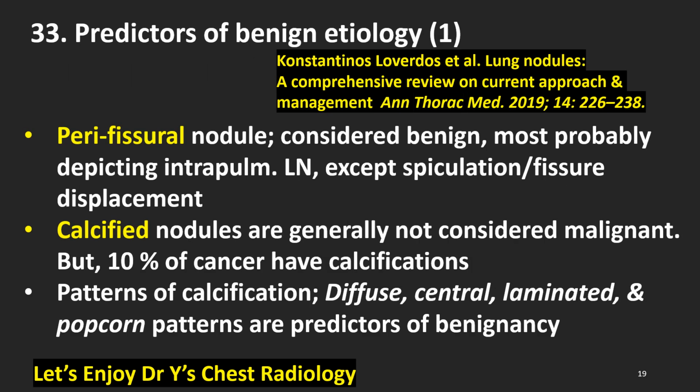Predictors of benign etiology. First, a peripheral nodule is usually considered benign, most probably depicting an intrapulmonary lymph node, except for spiculation and fissure displacement. Spiculation and fissure displacement is a bad sign. Calcified nodules are generally not considered malignant, but 10% of lung cancers have calcifications. Patterns of calcification, diffuse, central, laminated, and popcorn patterns, are predictors of benignancy.